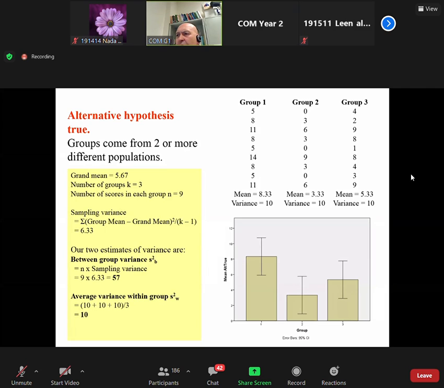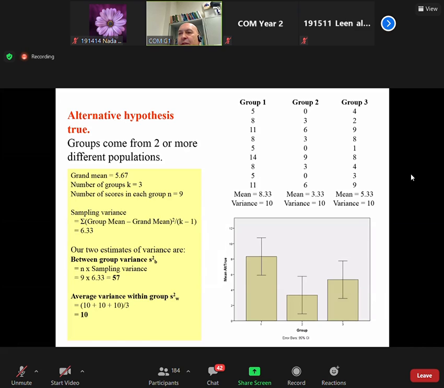Someone's asked this question: exactly how far away from F equal to 1 do we reject the null hypothesis? It's a good question. This depends upon the degrees of freedom, actually two degrees of freedom. One of the degrees of freedom is to do with the number of groups, and we've got 3 groups here. So the degrees of freedom for groups would be 2. It's k take away 1.